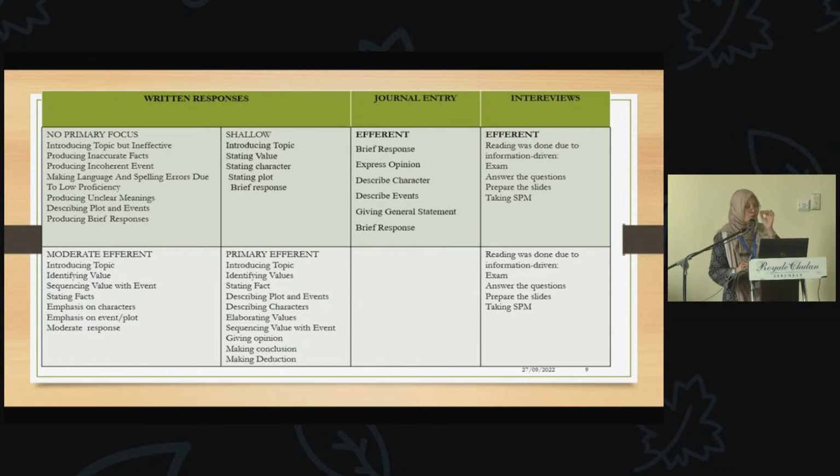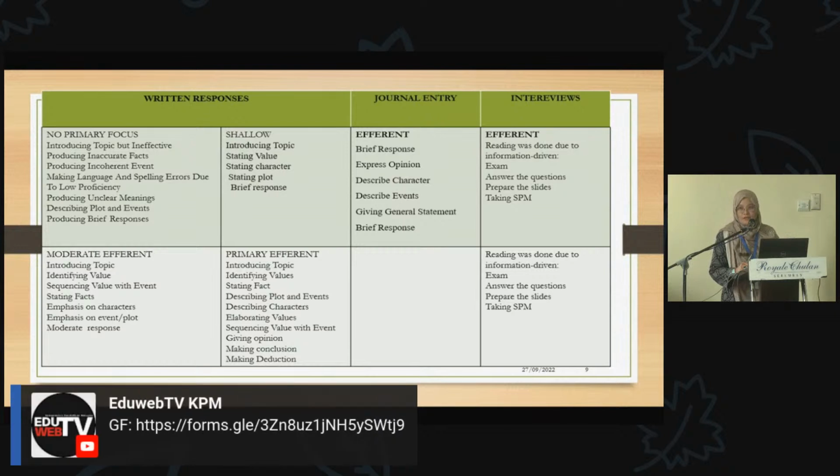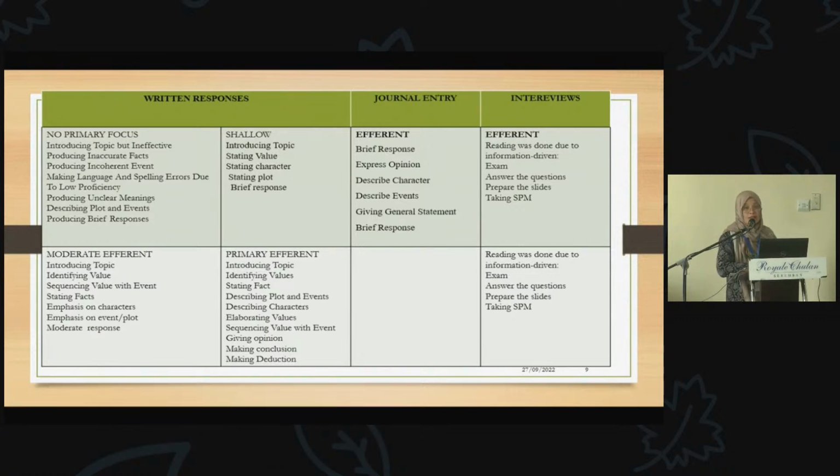Okay, so you can see that in no primary focus, the majority of the students tend to write their response using perhaps one sentence, not a complete sentence, and they like to produce brief responses. Okay, let's look at the shallow elements for the efferent stances. At this stage, the students are able to introduce the topic, and they're able to state the value, because in reading a novel, they should state a value found in the story. They're able to state the characters, who are the antagonists or protagonists. They're able to state the plot, and they also give a brief response.